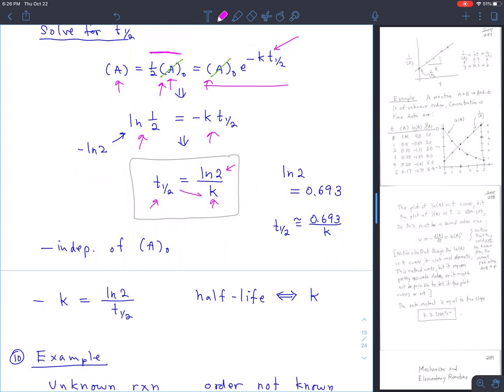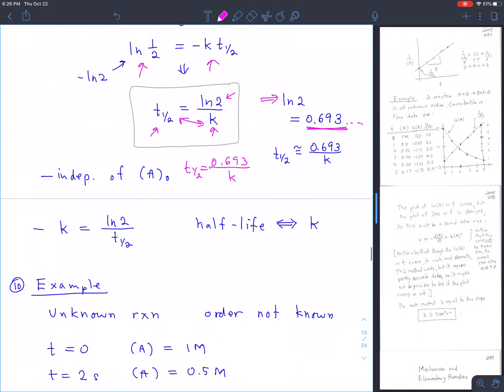Notice that there's a close relationship between the half-life and the rate constant. They're basically inverses of each other. The logarithm of 2, it's useful to know, has the value of 0.693, and then some extra digits, divided by k. What that means is that, apart from this constant, the half-life and the rate constant are basically inverses of each other. The faster the rate constant, the smaller the half-life.